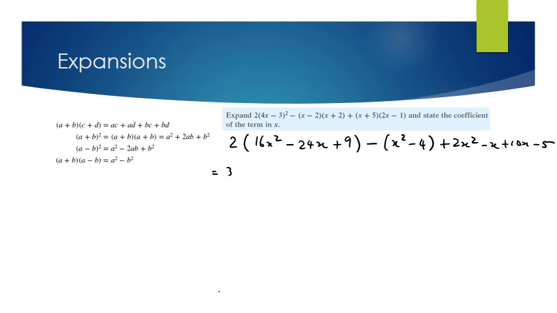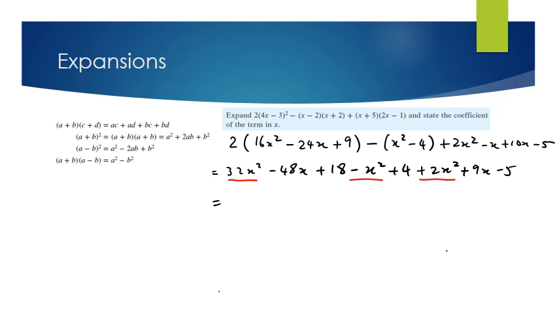Expand all the brackets: 32x squared minus 48x plus 18 minus x squared plus 4 plus 2x squared plus 9x minus 5. I'm going to use different colors here. I'm going to underline all the like terms. Now don't forget, when you work out the like terms, the sign in the front always follows the number after.